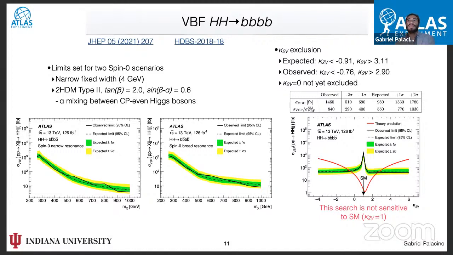So we can see that this range goes from minus 0.76 to 2.9. And there are 2 points to make here. The first one is that kappa 2V equals 0 is not yet excluded, which means that we cannot exclude that this coupling doesn't happen. And then the other one is that, as you can see, this search is not yet sensitive to the standard model. So we still need to work towards collecting more data and probably improving analysis techniques.